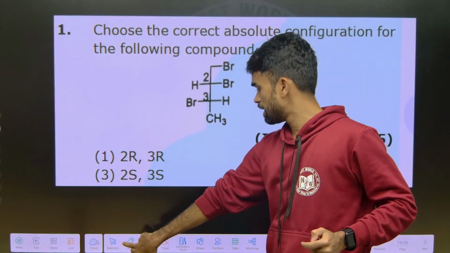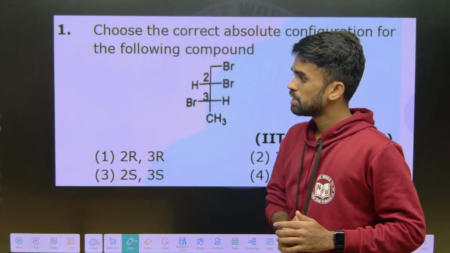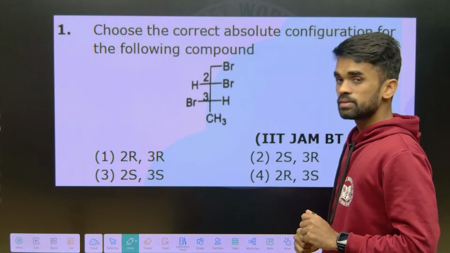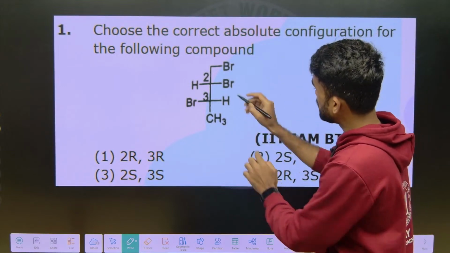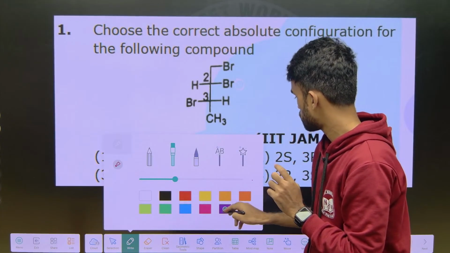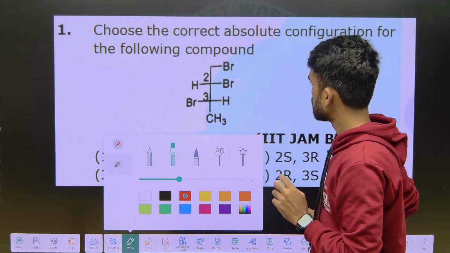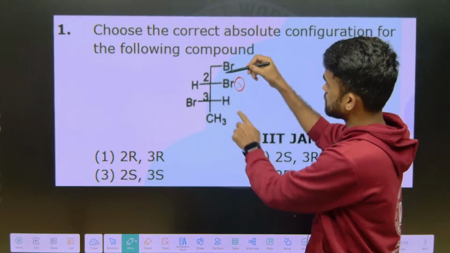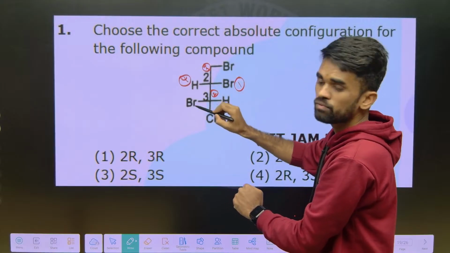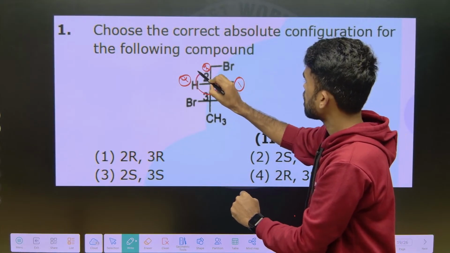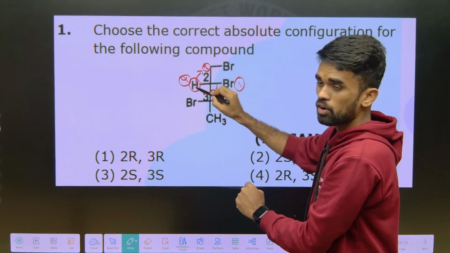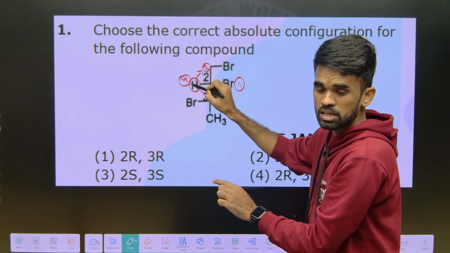Those who are in the online live session, watching through YouTube, you can also express your answer in the chat box. Look at this, bromine will be highest priority, 1. Bromine is 1. The next, 3rd group, this one is 2, this will be 3 and 4. So from where to where? 1, 2, 3. Clockwise, it means clockwise means R, but least priority is there on horizontal, so becomes S.